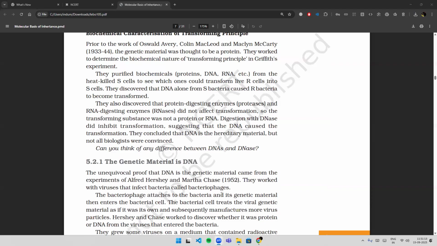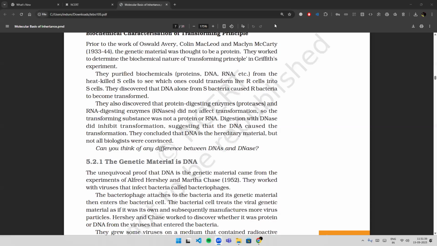So, the transforming substance was not a protein or RNA. Digestion with DNase did inhibit transformation, suggesting that the DNA caused the transformation. They concluded that DNA is the hereditary material, but not all biologists were convinced. Can you think of any difference between DNase and RNase?